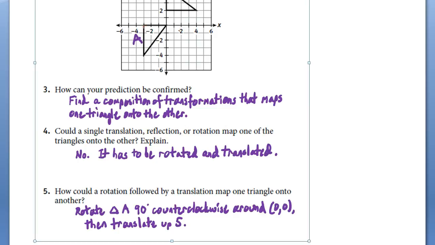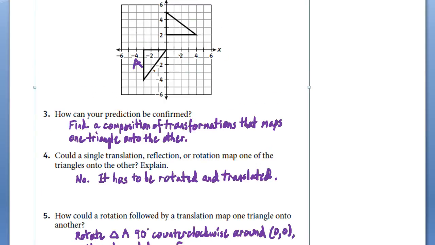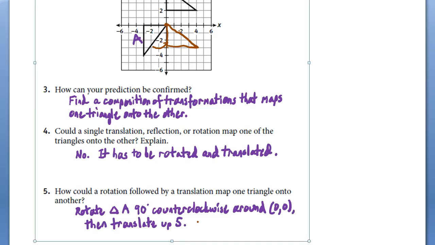So I've labeled this triangle A. This is going to be our first triangle. Let's make it move to where the other triangle is. If we rotate it counterclockwise around the origin, around that point, so if we're turning it this direction, 90 degrees, it would look like this. Then we could translate it upwards to get it to the correct height. So I think if we rotate triangle A 90 degrees counterclockwise around 0, 0, then translate up 5, we could move that triangle onto that triangle.